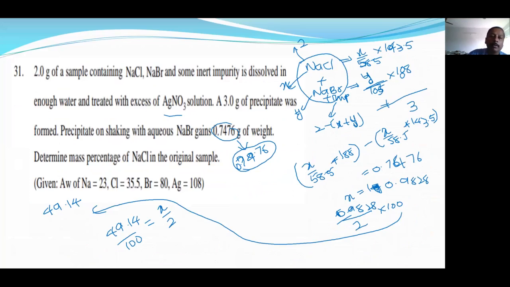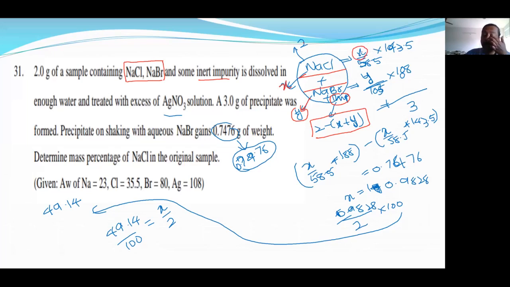Okay, next one, 2 grams of sample containing NaCl and NaBr. Here, this is also, I think, a previous question. I remember once I explained, but not of this batch, I think. NaCl and NaBr, inert impurity. See here. NaCl is also there, NaBr also there, impurity. Total mass is how much? 2 gram. So out of that, I am taking NaCl as X and NaBr as Y. So inert quantity will be 2 minus X plus Y. 2 minus what? X plus Y. Okay. So here our X grams is there.